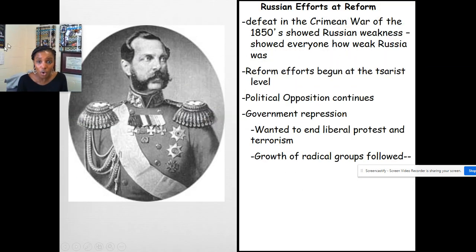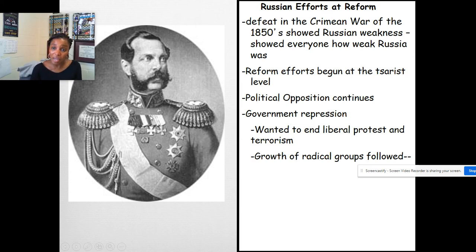Their defeat in the Crimean War of the 1850s really showed Russia's weakness and kind of left them vulnerable. So reform efforts began immediately at the Tsarist level. Political opposition continues, government repression. So it's really difficult. It's back and forth. They wanted to end all these liberal protests and terrorism. And as a result of that, you get a growth of radical groups. So all the time, reform and unification isn't easy.